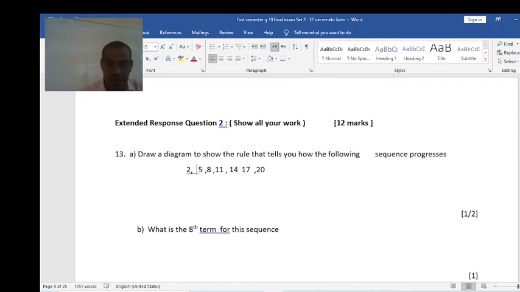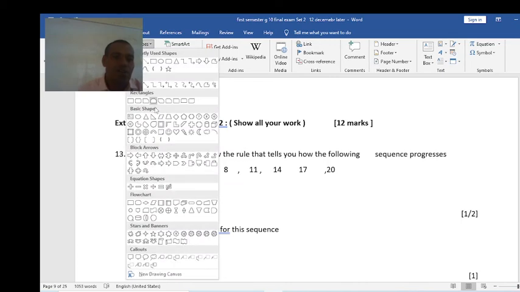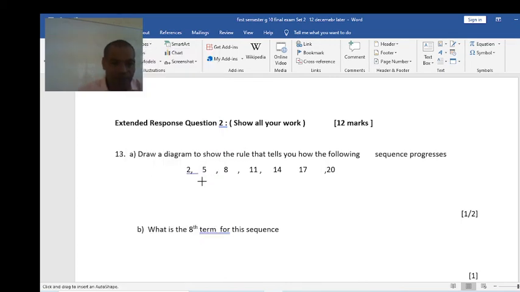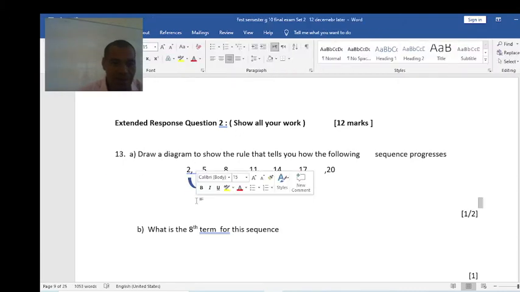Who can read? Draw a diagram to show the rule that tells you how the following sequence progresses. Okay, here, my learners, in order to answer this kind of question or to draw, you should do it like that. From 2 to 5, I add what? I will write it here. Okay. I will add what? Plus 3.